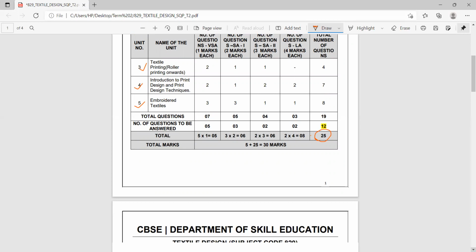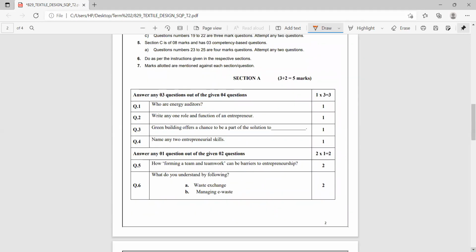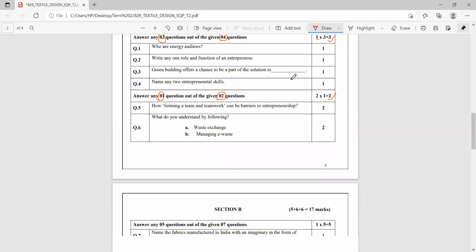So, as far as section A is concerned, section A ke bhi 2 parts hai. Ek part hai jisme aapko 4 questions diye hain, jinme se aapko 3 answer karne hain, aur ye 1 mark ka ek question hai. To ye particular jo portion hai section A ka, ye 3 marks ka hai. After this you have the next part jisme aapke 2 questions hai, and you are supposed to answer 1 question, and this is for 2 marks. That makes it 5 marks for this particular section, section A, that's on employability skills.